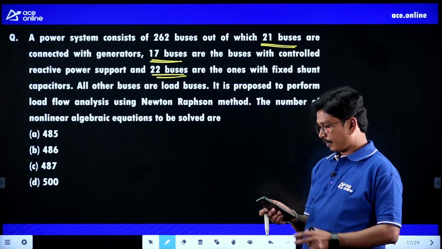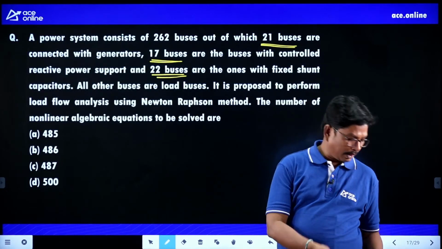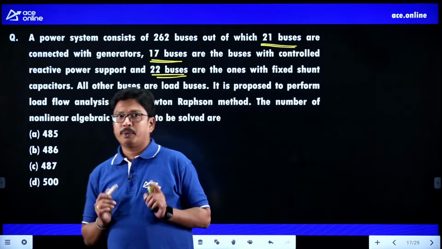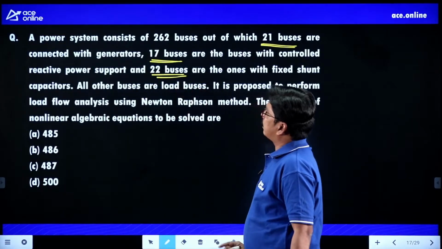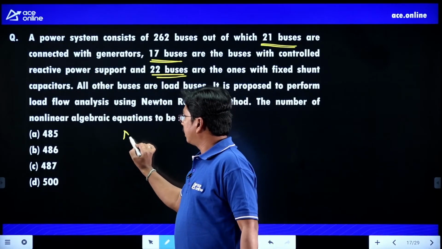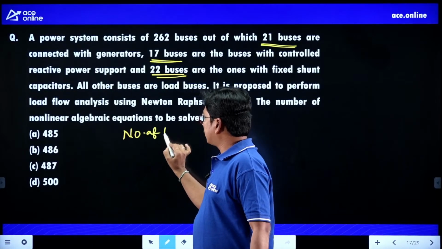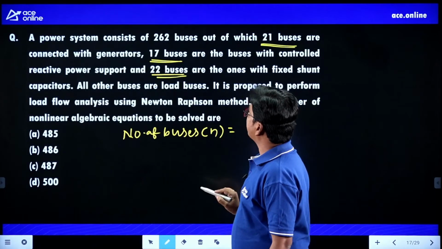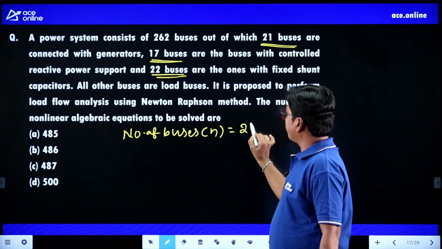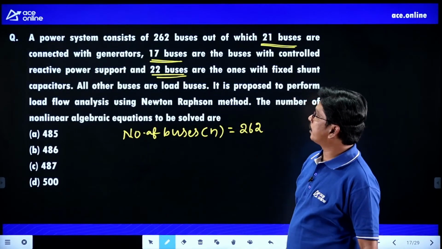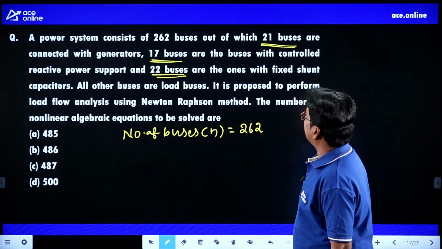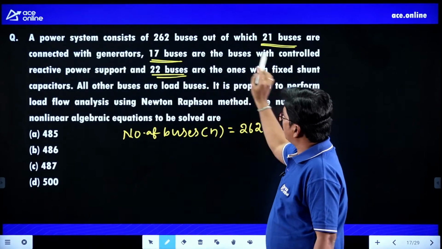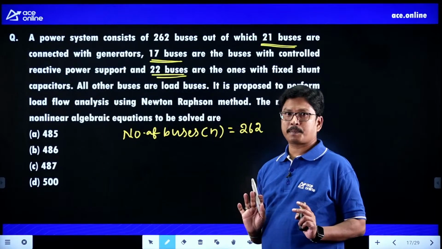It is one of the famous questions asked many times. Here they have given the total number of buses; we can take it as n, which is 262. They say that 21 buses are connected with generators, and there is no information given about the slack bus.